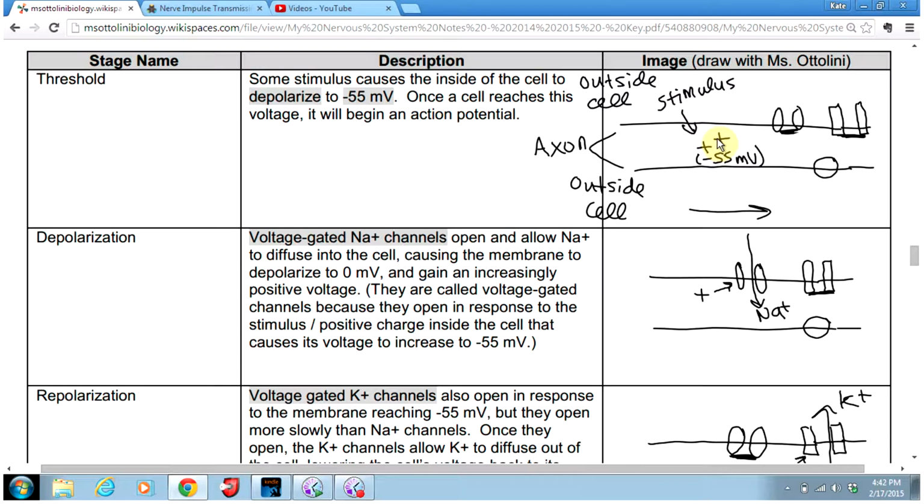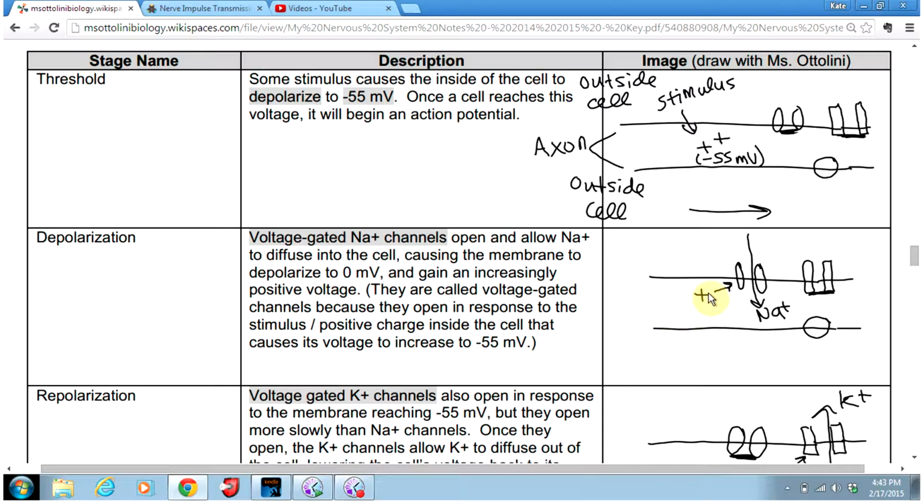Remember, our normal resting potential is -70, so if we have positive charge entering, it is getting closer to 0. If it reaches -55 millivolts, we've reached threshold, and we're going to start the action potential. At this point, we do have our sodium-potassium pump working just like it normally does, but our voltage-gated sodium and potassium channels are closed, so I show the gates being closed here. If we reach -55 millivolts, or the threshold level, enough positive charge has entered the cell that we can start the next stage, depolarization.